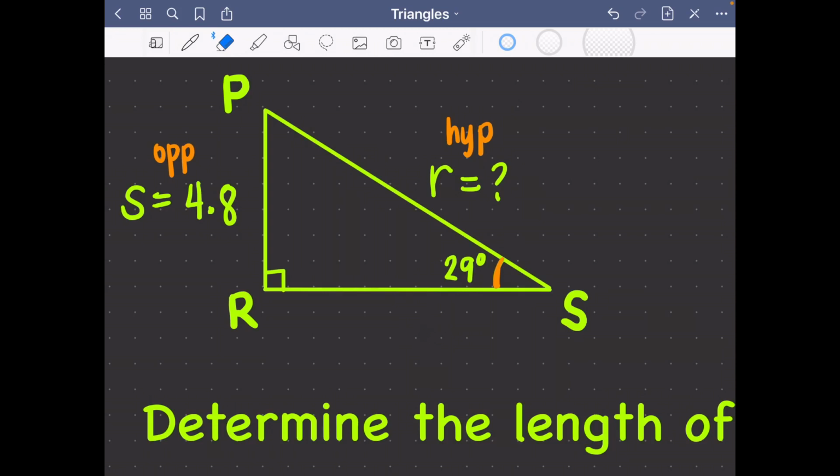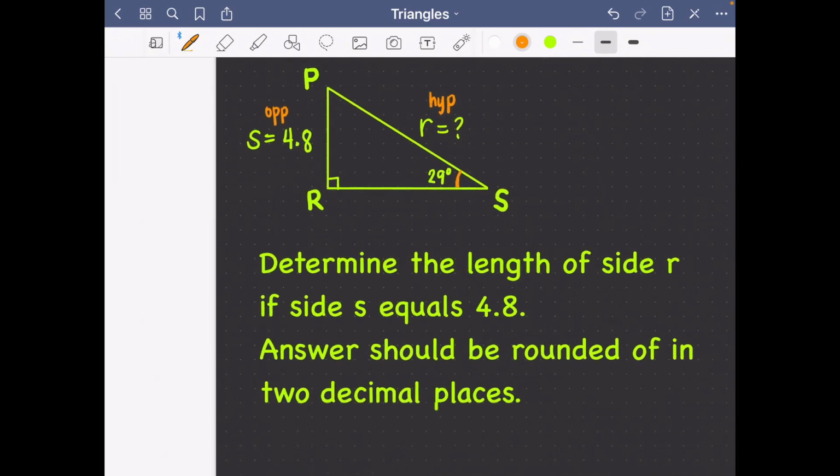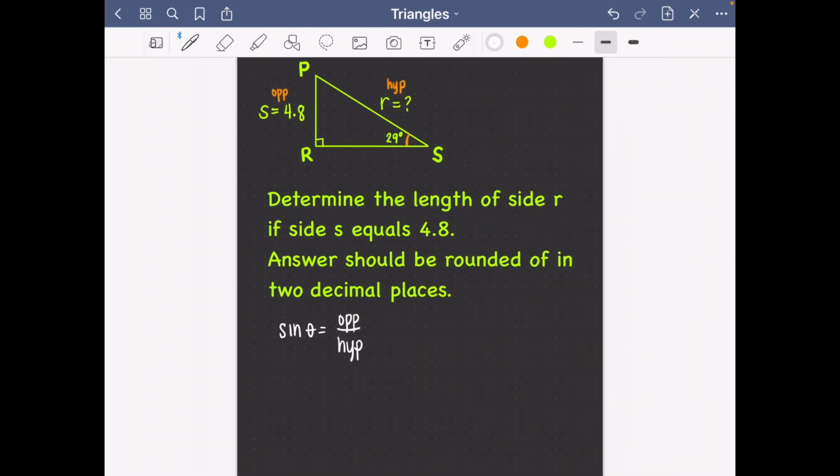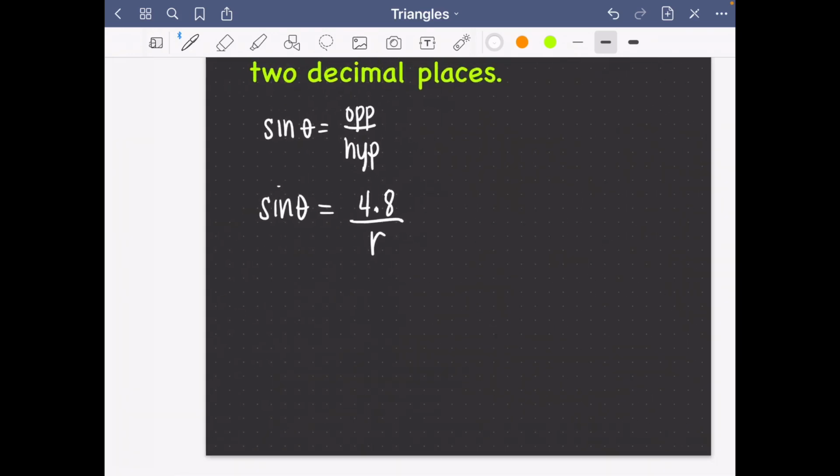Now, you determine which trigo function involves both the opposite and the hypotenuse. Very good. Opposite and hypotenuse is for the trigo function sine. So sine theta is equal to opposite over hypotenuse. So my sine theta is equal to opposite, which is 4.8, over the hypotenuse, which is r. Let's just focus on our working equation.